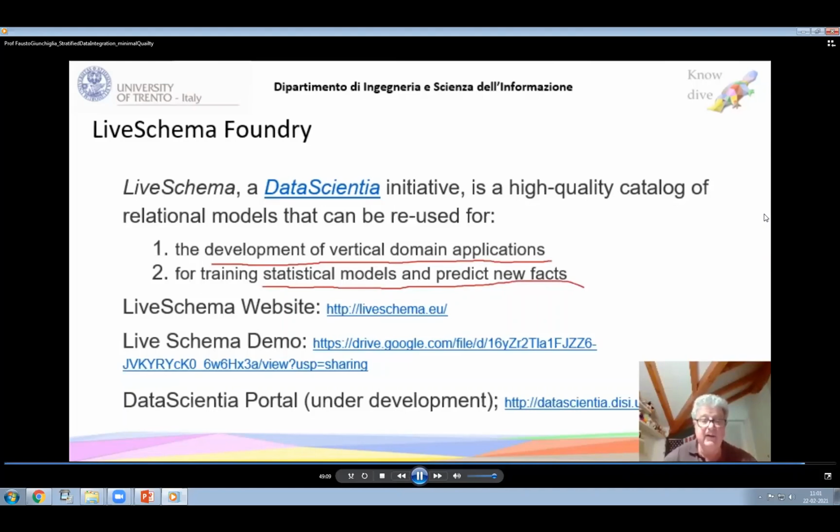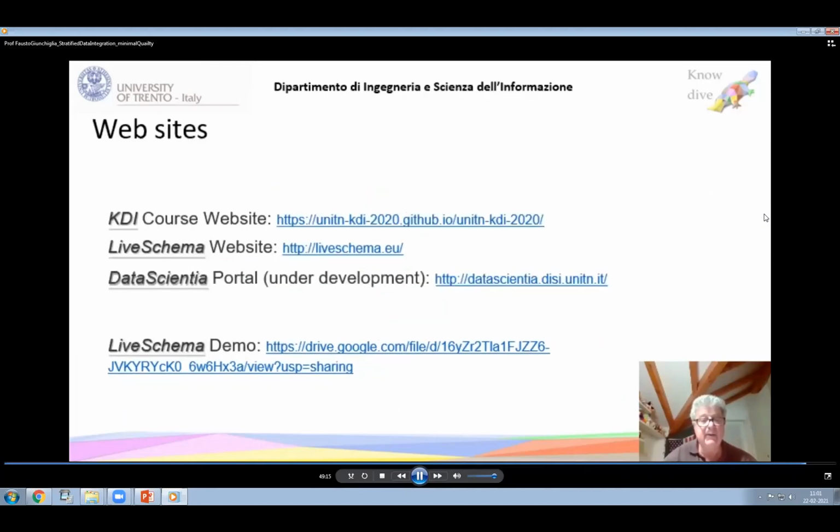So for this, I think I'm going a little longer. Let me just conclude. What is Data Science? Data Science is our initiative out of which the KDI course and the Live Schema website are built, which is our attempt to generate tools, software, and data which can be used worldwide, making it possible for people around the globe to integrate together, work together, and collaborate.